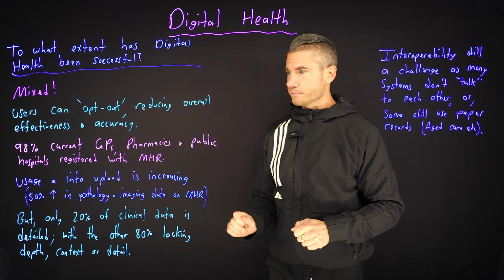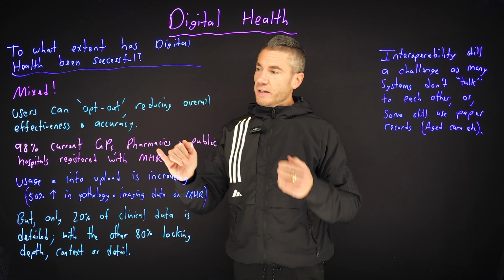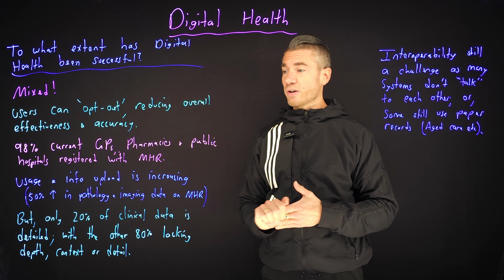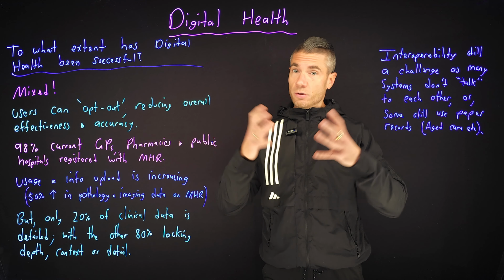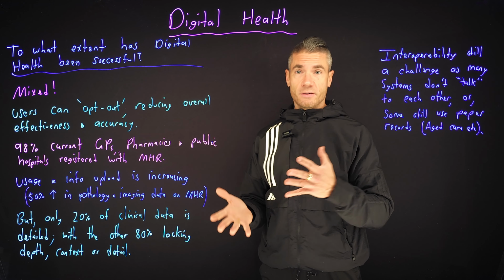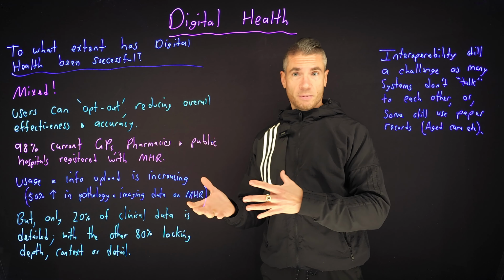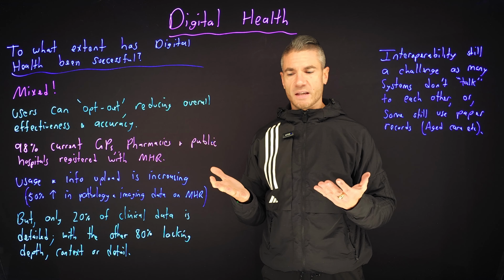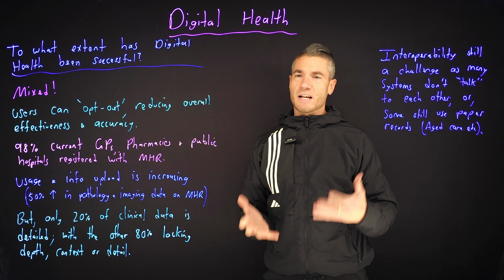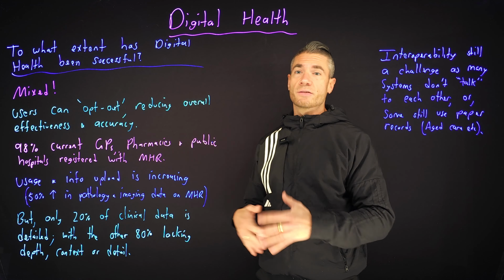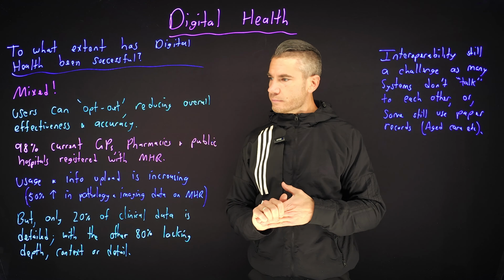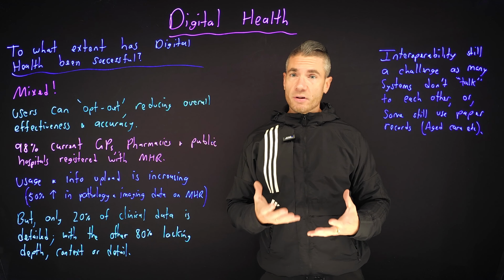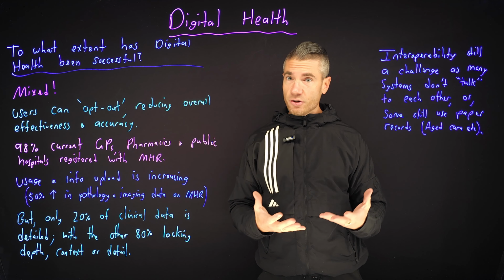So positively, we've got 98% of current GPs, pharmacists and public hospitals in Australia registered with MHR. So all of the records that are going through 98% of all these clinical people are being uploaded to MHR. And that's excellent, okay? 2%, it would be better if it was 100%. And that's where the National Digital Health Strategy is aiming, 100% adoption, okay?